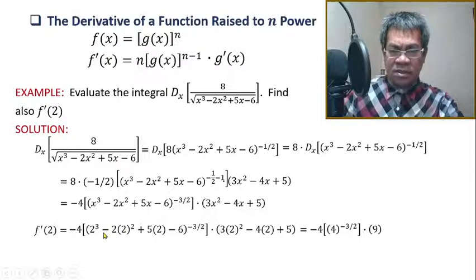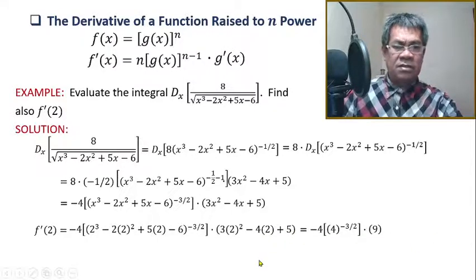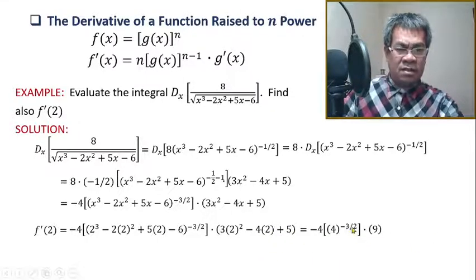When you simplify, this is 0. This is 8, 8, so this is 10 minus 6. So 4 raised to negative 3/2. And this one is 12 minus 8 plus 5, which is 9. Okay, then simplify this one.